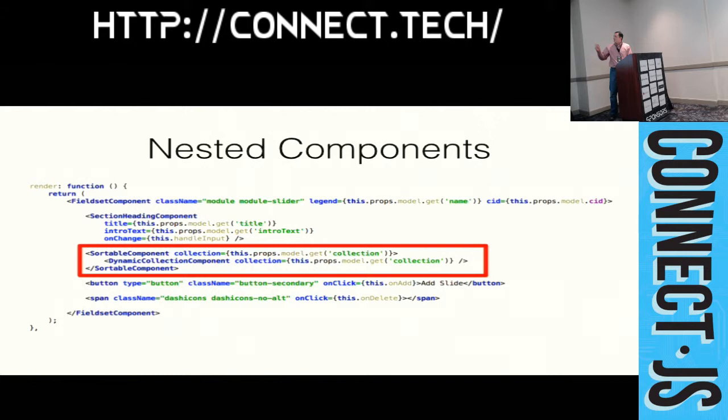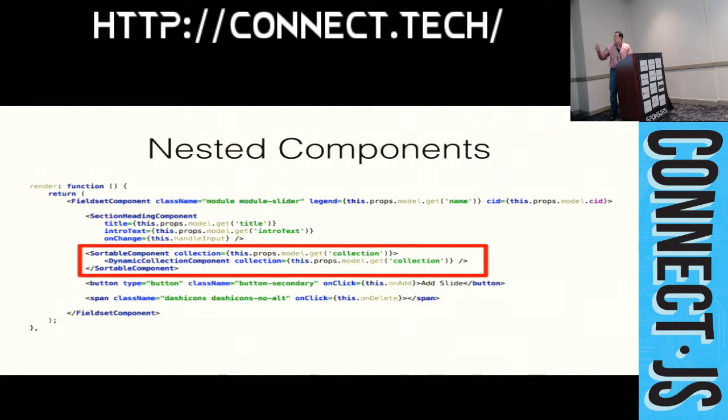In this case, you have an example of a sortable component, where I'm passing in a Backbone collection and making it sortable, essentially. So this component is a wrapper that allows me to make something sortable, drag and drop. And as you can see, it has an opening and closing tag because it's wrapping this other functionality.